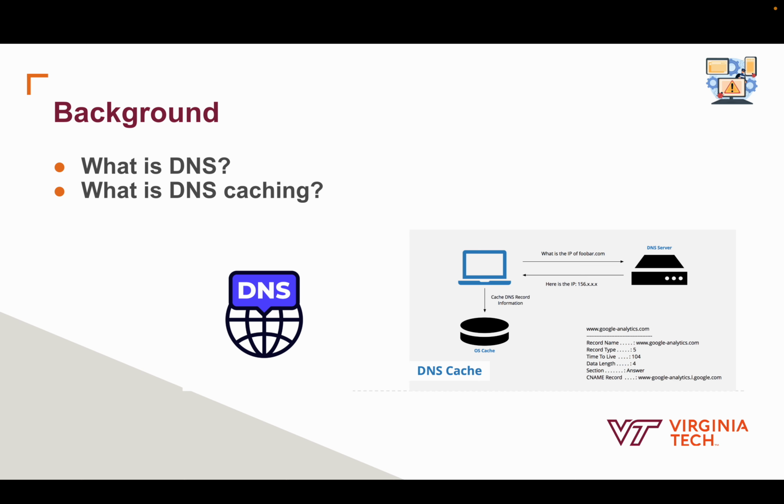So to start, DNS is basically the internet phone book, translating human-readable domains into IP addresses to enable users to access websites without needing to remember numeric IP addresses. To improve efficiency, DNS resolvers cache the result of queries for a certain period. This means that if the same domain is requested again, the resolver can provide the answer from its cache.